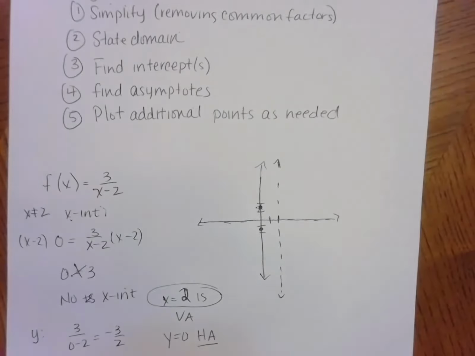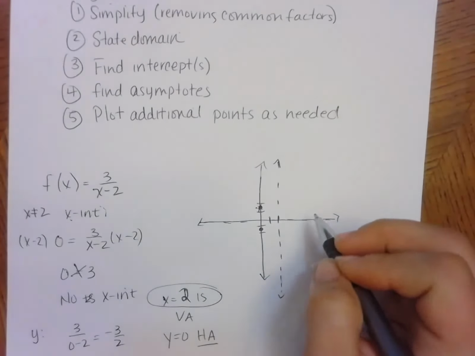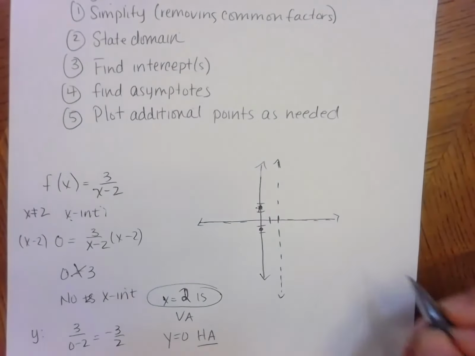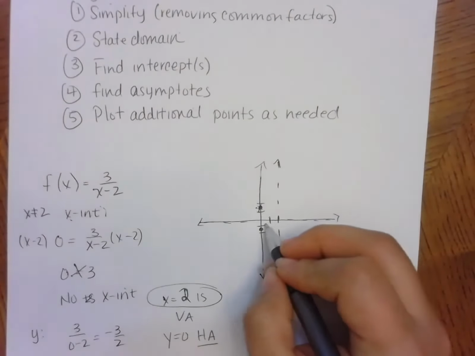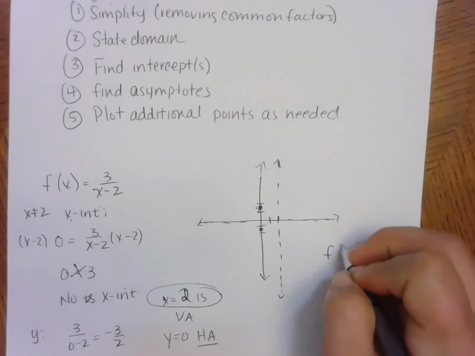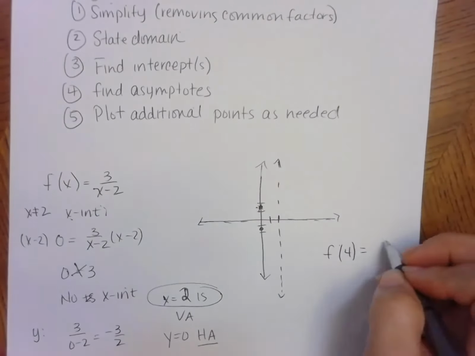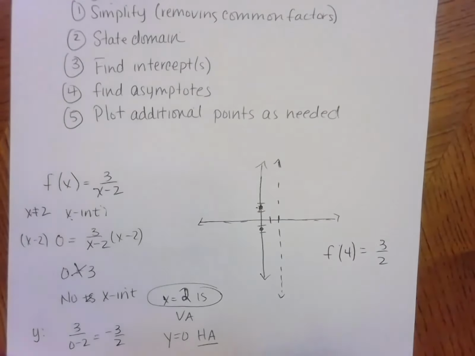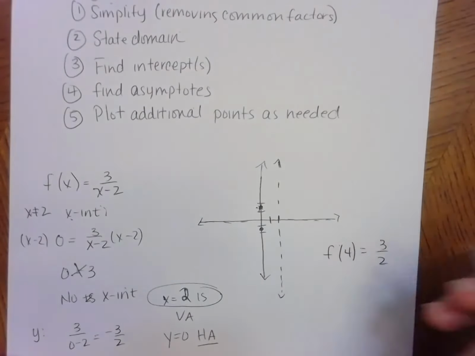All right, so let me just plot a couple of extra points just to make sure that I have the right idea here. So let me choose a number on this side of 2. Okay, we'll do f of 4. If I plug in f of 4, I get 3 over 4 minus 2, which is 3 over 2. So I get 4 and then about 1.5.